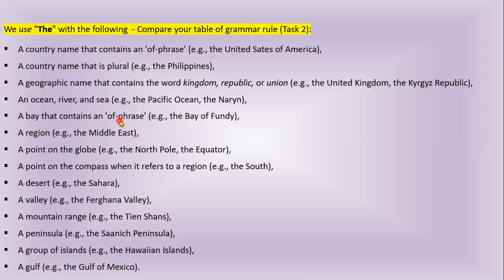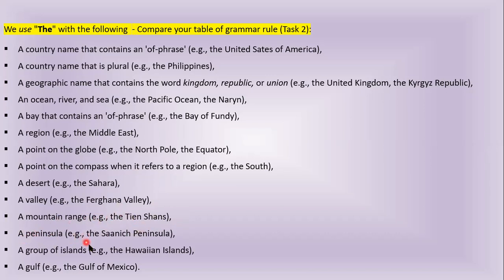Region, the Middle East. Point on the globe, and the globe we know, yeah, globus. So North Pole, South Pole, the South Pole, the equator. And point on the compass when it refers to a region. When you are talking about the region, okay, the south, the north. Desert, the Sahara. Valley, for example, the Fergana Valley. Mountain range, the Tian Shans. We're not talking about one mountain, yeah? There are mountains connected to each other, so we use the article there.